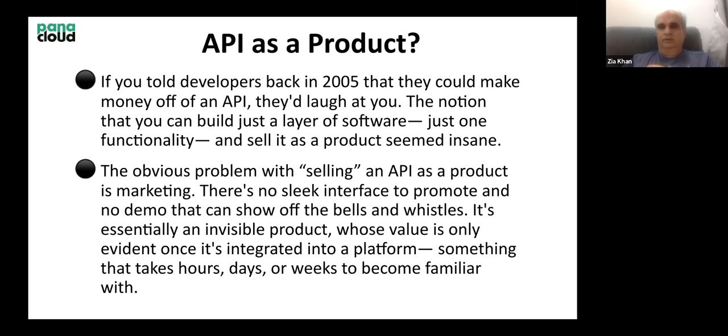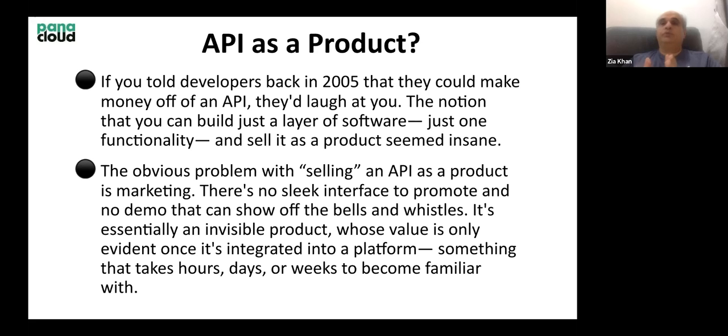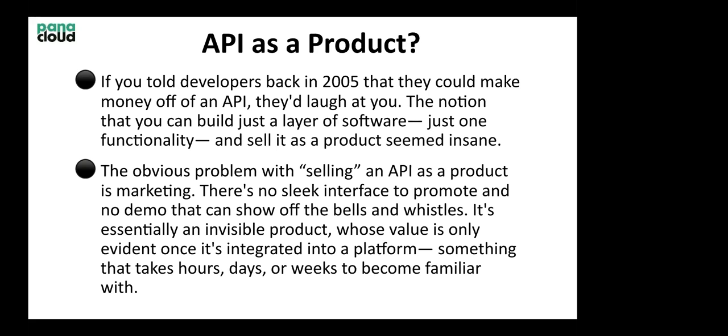Sir, API as a product means that we are selling an API to another person or another company. We are using API as a product, like we have products, so we sell them to others, or we can give them to others. So we are using API as a product. Yes. Anybody else?